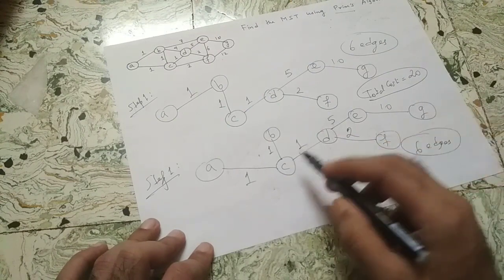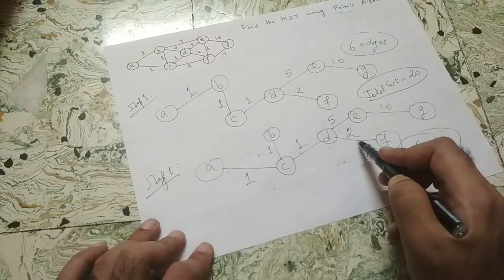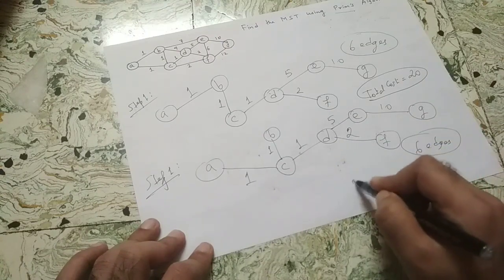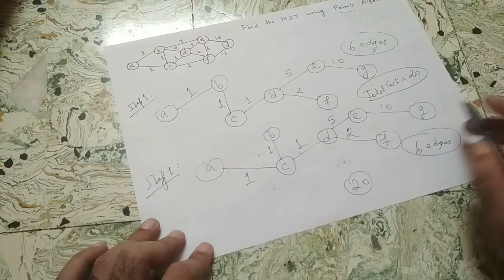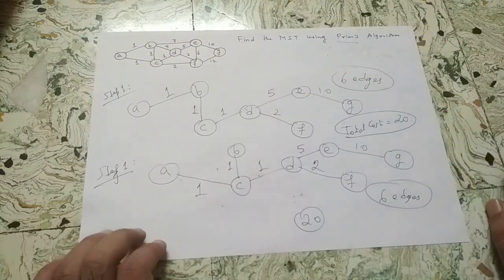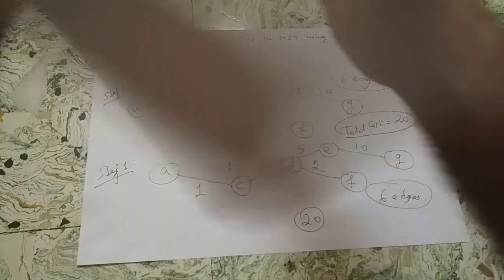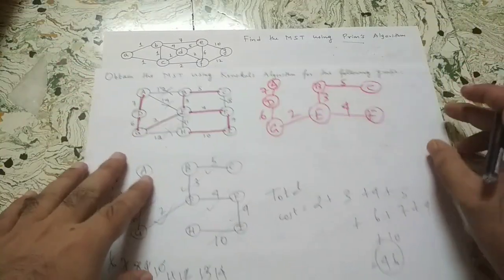And what is the total cost that I get? I get 1 plus 1, 2 plus 1, 3 plus 5, 8 plus 2, 10 plus 10, 20. So the total cost again comes out to be 20. See, the total cost in both cases remains the same, but the minimum spanning tree differs. So this is how you can get multiple spanning trees if edge weights are repeated. Before I finish it off, I want to draw your attention to this part.